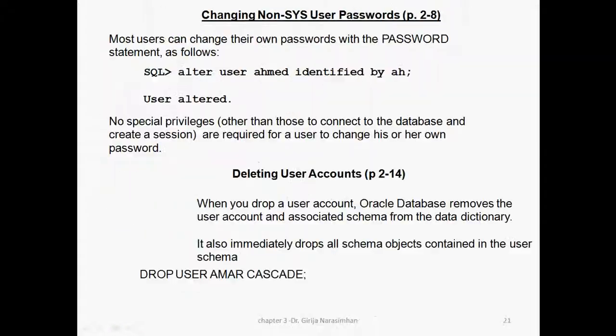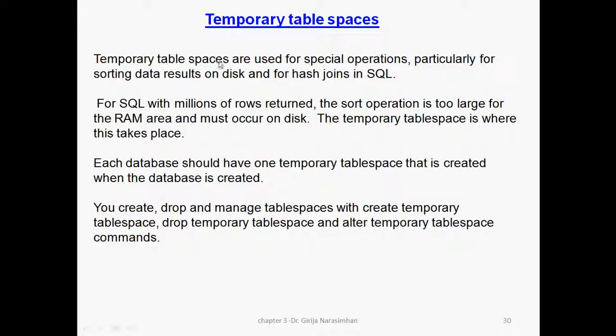What is a temporary table space? Here I have given a reference because some people don't know what a temporary table space is. Temporary table spaces are used for special operations, particularly for sorting data results on disk and for hash joins in SQL. Hash join and partition, whenever we do a hash algorithm using hash partition like that. For SQL with millions of rows, the sort operation is too large for the RAM area and must occur on disk. The temporary table space is where this takes place. So these types of operations or functions take place only in the temporary table space.